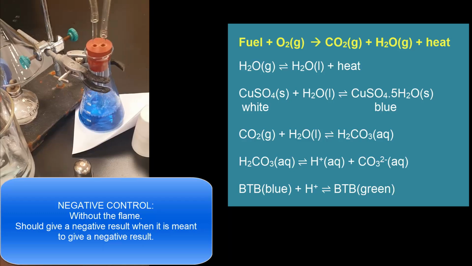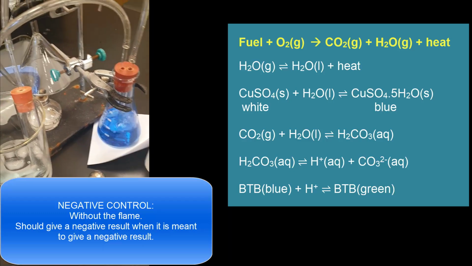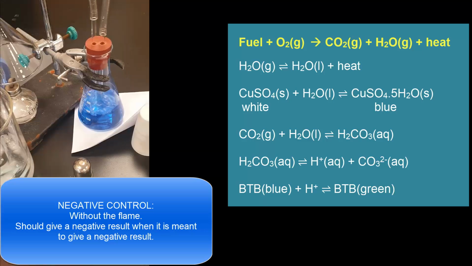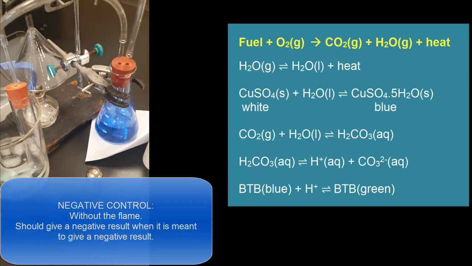So that's just showing that the setup is flawed, but it works a lot quicker when there's a flame there.